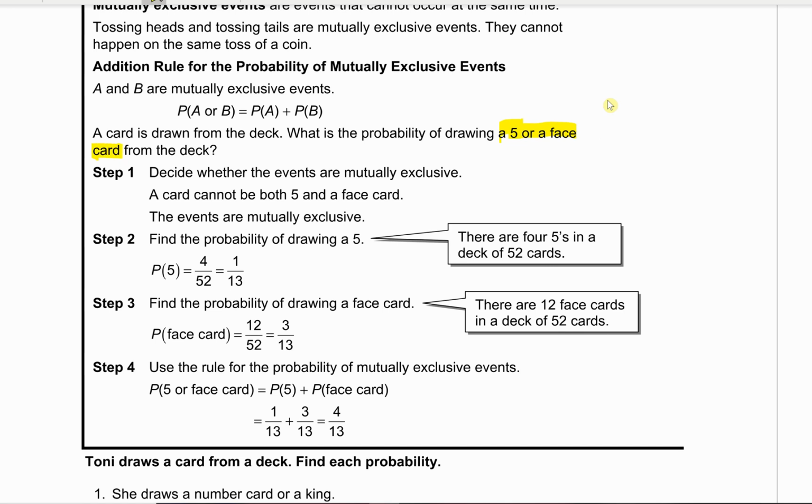And "or" is the big key, right? One or the other. Well, they can't both happen because there are no 5s that are also face cards. So the probability of drawing a 5 is right here: 4 out of 52 or 1 out of 13. The probability of drawing a face card, if you recall from the lesson yesterday, is 12 out of 52 or 3 out of 13. So the probability of one or the other is going to be the sum of the two. It's going to be 4 out of 13.